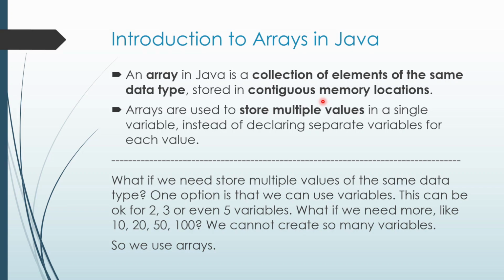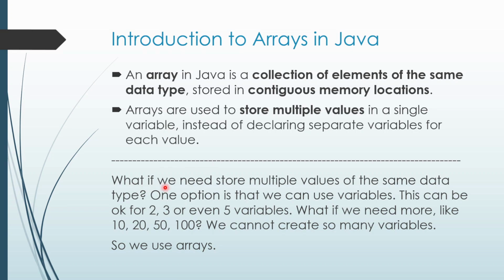So they are continuous. Alright, arrays are used to store multiple values in a single variable instead of declaring separate variables for each value. We'll consider this in a little while, but arrays are basically used to store multiple values in a single variable. So I'll use just one name to store, say 2 or 3 or 100 or a million values. Only a single variable would be used.